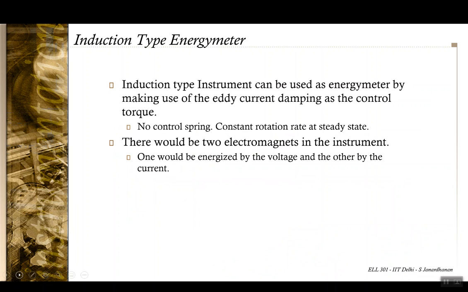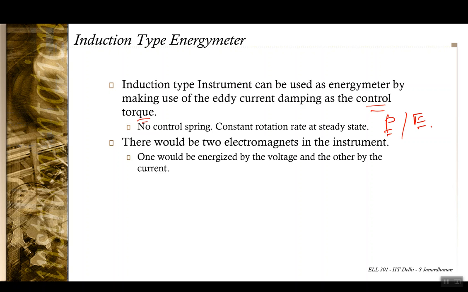Now, an induction type instrument can be used as an energy meter by making use of eddy current damping as the control torque, or actually the damping torque. And there is no control spring, and a constant rotation rate is indicative of the power consumption, and the number of rotations is indicative of the energy consumption.